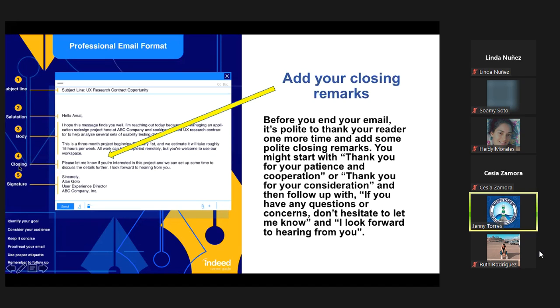And in this part, because we are closing, okay? And also you have to add a part in which you ask that person to get in contact with you, okay? For example, it says, if you have any question or concern, don't hesitate to let me know. Okay, look at this. You say thank you first. And here it says, I look forward to hearing from you. That is the same. I look forward to hearing from you.